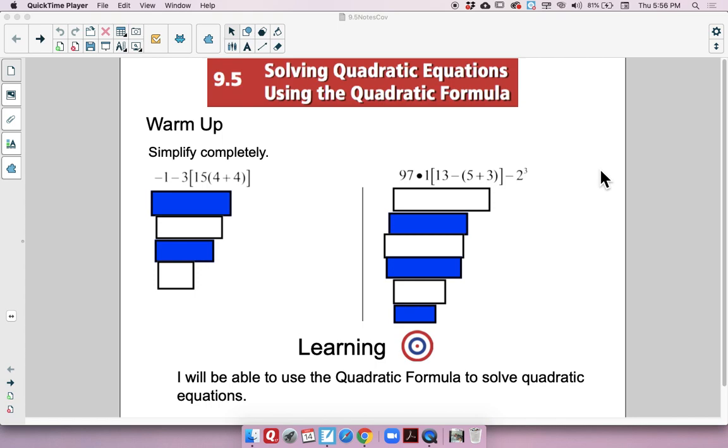So 2 problems, remember follow order of operations, remember PEMDAS or GEMDAS. Be careful with that. Pause the video, go ahead and try them.